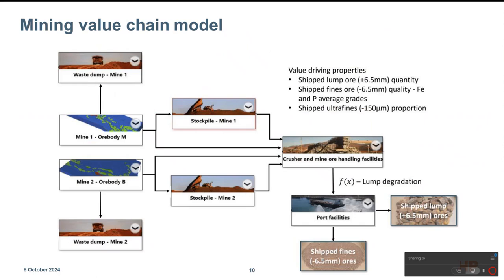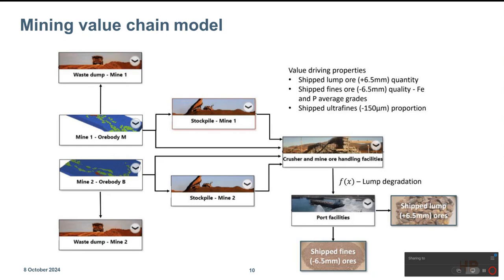So in our case study, it's a rather simple case study, similar to the base case from the previous presentation. There are 2 mines. Each mine has its own waste dump, a stockpile, and the stockpiles and the mines can send material to the crushing and ore handling facilities at the mine, from where they're blended and separated into lump and fines products. Those products are then transported over long distances to the port and sold as those separate products, lump and fines ores.